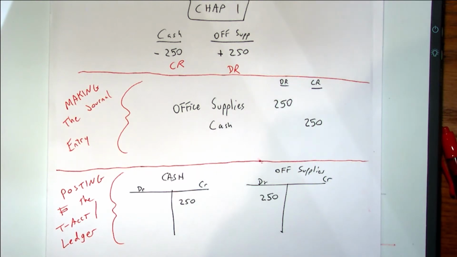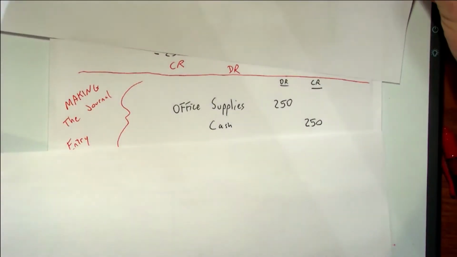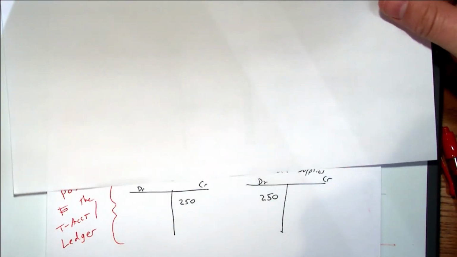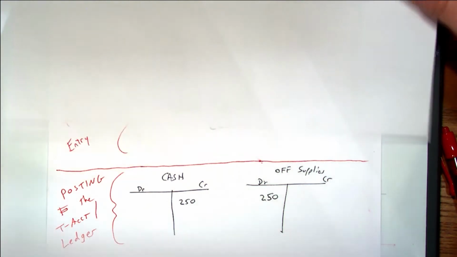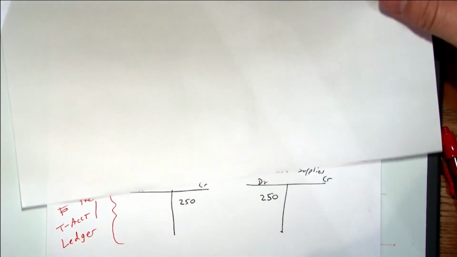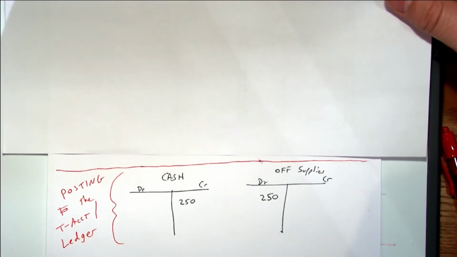Now, you really need to understand this. When I ask you to make journal entries, it's going to look like this. It's not going to look like that. This is not what you see on the screen. That is not making a journal entry. This is making the journal entry. This is posting it to the T account or to the ledger.